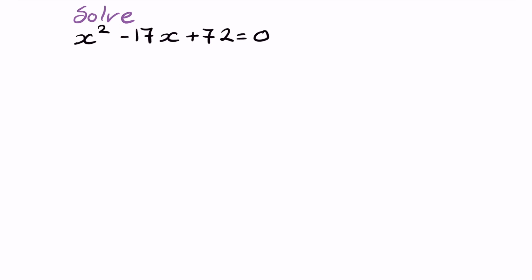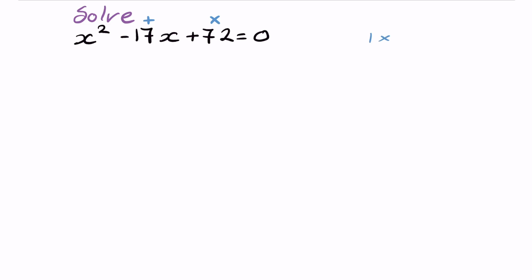We're not given any clue of what technique to use. So easiest of all is factorising. And we're going to go ahead and look at two numbers that multiply to make 72 and add to make negative 17. So we're looking for two negatives because the number term has a positive sign and we have a negative here. So let's work out the factors of 72.